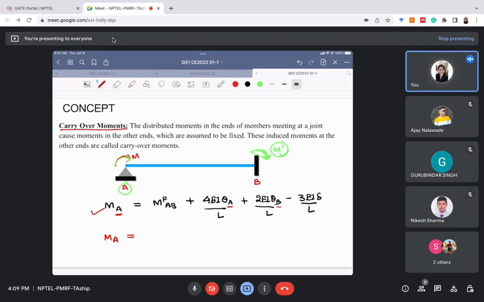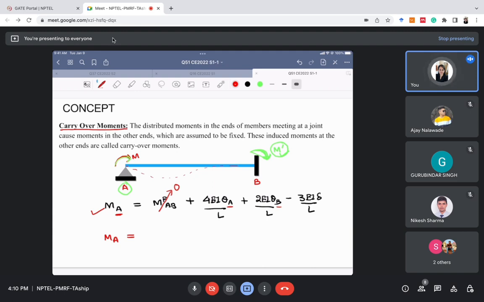MFAB is the fixed end moment. Since this AB beam does not carry any loading, the fixed end moment will be 0. Fixed end moment will only happen if this beam AB has some external loading. Okay, so MFAB is 0. Will there be any theta A? If we apply a moment at A, will there be any theta A? Yes, theta A will be there because the beam will deflect something like this, right?